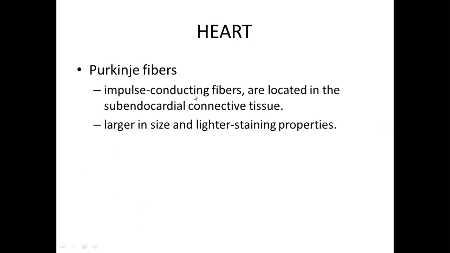conducting portion, the impulse conducting system of the heart actually consists of Purkinje fibers. You must have gone through the word Purkinje cells in nervous tissue, but here it is a separate thing. You must remember that the Purkinje fibers are nothing else but modified cardiac muscles. These modified cardiac muscles are larger in size than the normal cardiac cells or cardiac myocytes. The important thing, their staining property is very light compared to the actual cardiac cells which are present in the middle layer of the heart, myocardium.